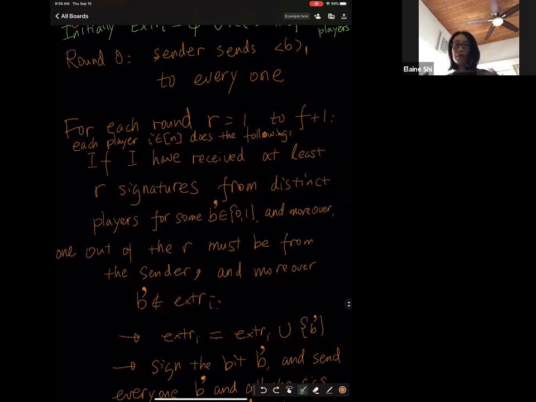But of course, as we said, when the sender is honest, that's not really the interesting case, right? The more interesting case is what happens when the sender is actually corrupt. In that case, we still want to guarantee consistency.